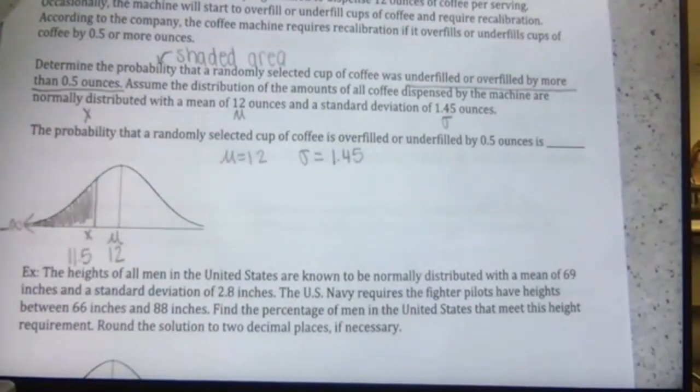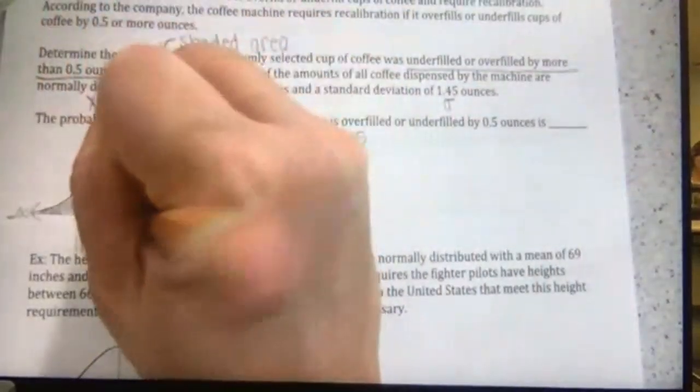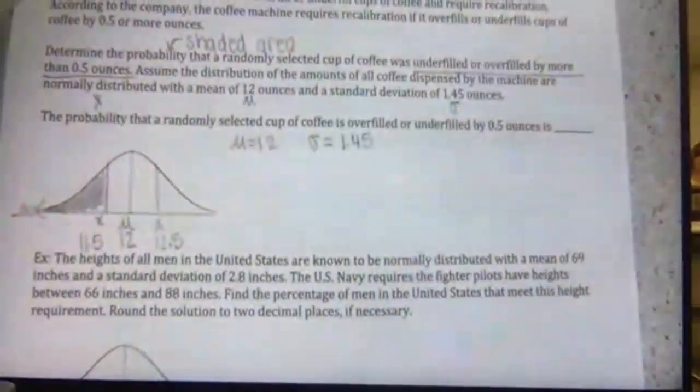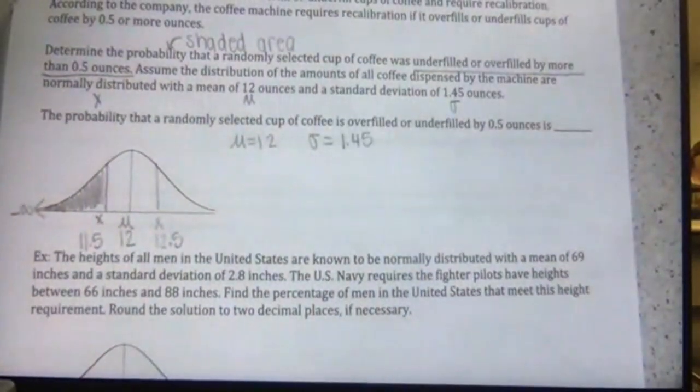Likewise, if it's overfilled by more than 0.5, our other X value is 12.5. So we're going below by 0.5 and we're going above by 0.5, kind of like that word within that we talked about earlier. Or more means everything on the right-hand side going on forever to infinity.